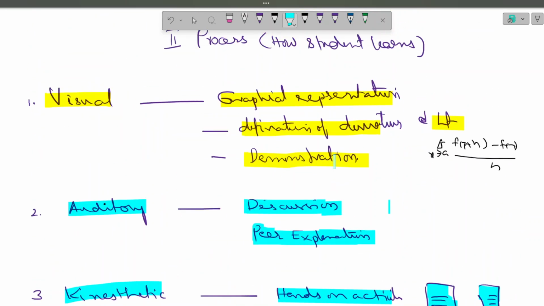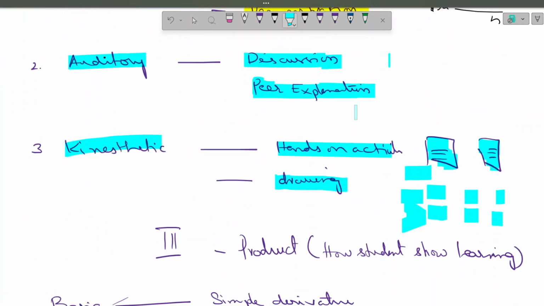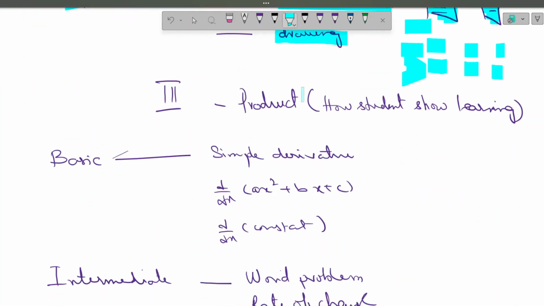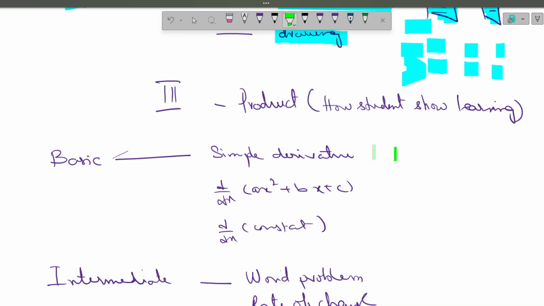Then comes the third one, the product. How they are learning, how they show their learning. How the students show the learning. Basic students, that means it includes slow learners and social promoted students.